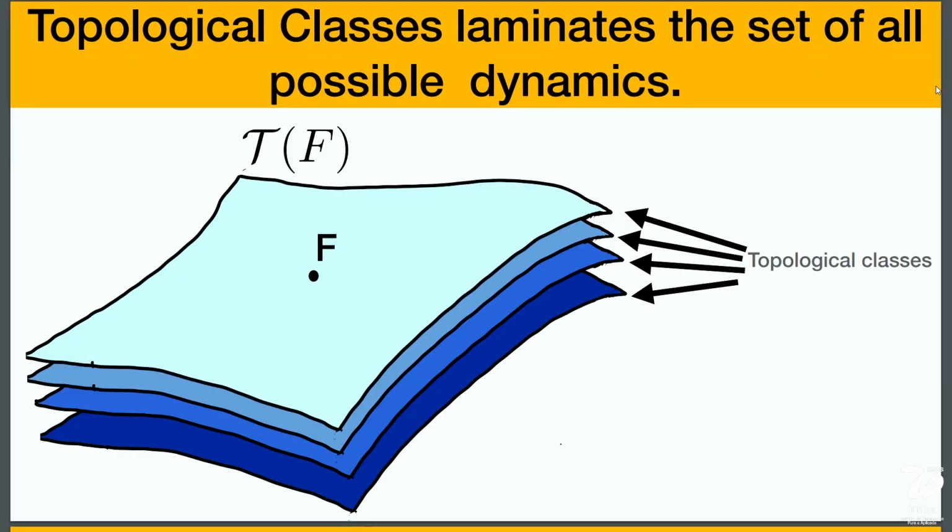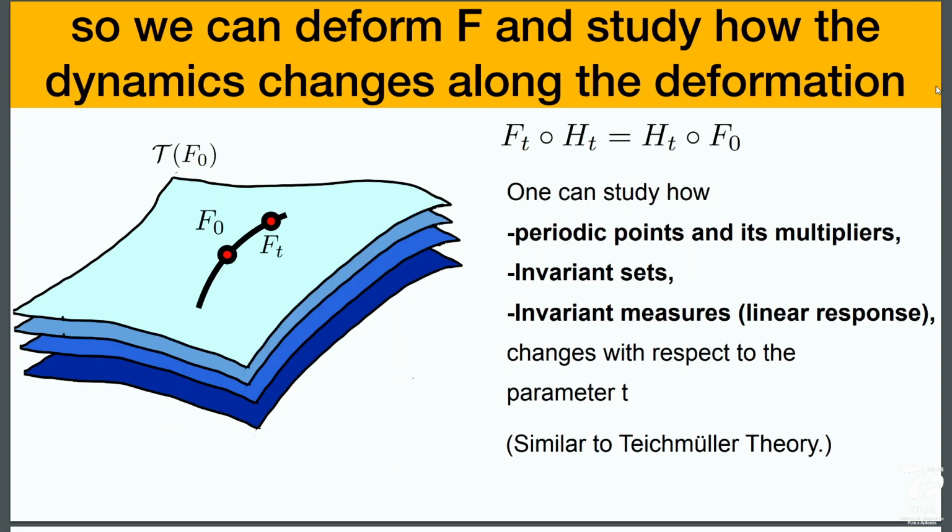So the situation is like this. In many of these cases you have rigorous results for some of these classes, and there are some conjectures about others. The topological classes often laminate the set of all possible dynamics. If you pick one of these topological classes, it is like a Banach manifold, and if you pick two maps in the same topological class, there is a conjugacy between them. That's very nice because you can talk about smooth curves inside the topological class.